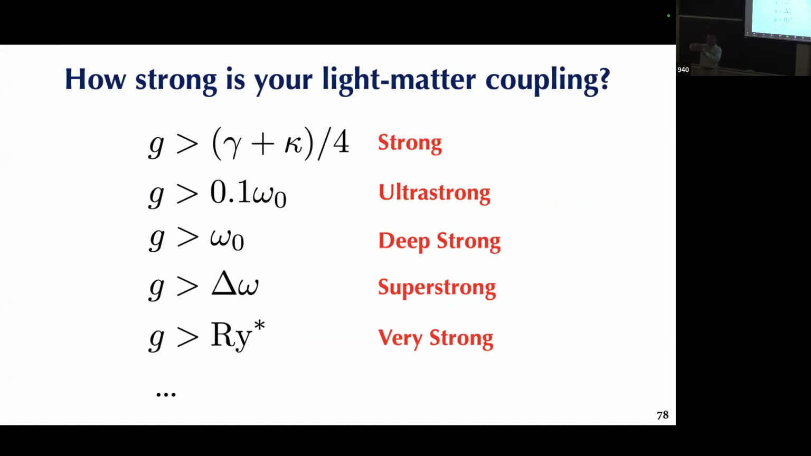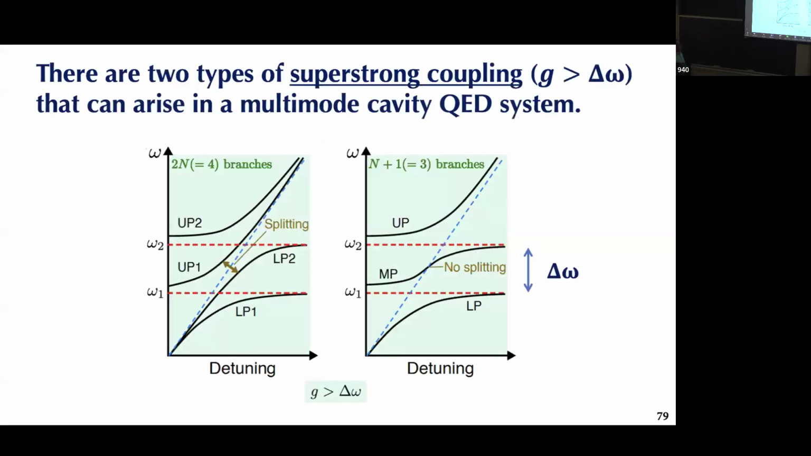This means that the individual Rabi splitting becomes larger than the intermode separation. Okay? So in this regime, you cannot use a single mode approximation. And it turns out that there are two scenarios: the so-called 2n scenario and the n plus 1 scenario. The 2n scenario means that the different modes are independent of each other. So if you have two modes, there will be only four polaritonic branches.